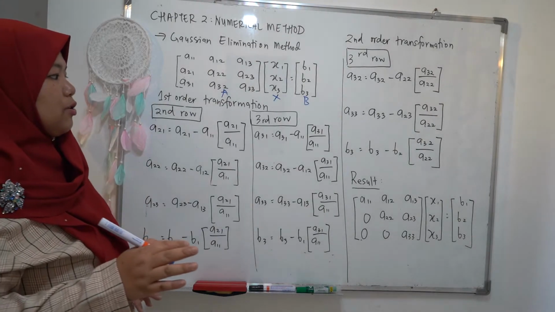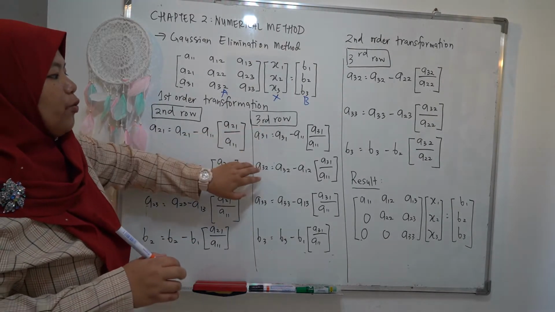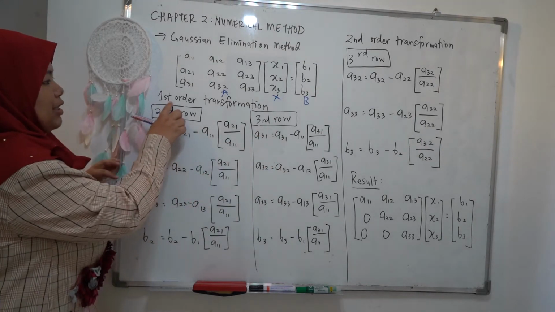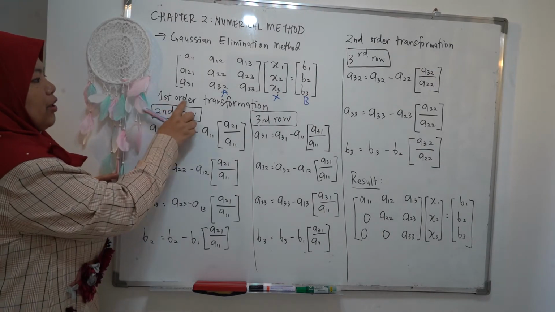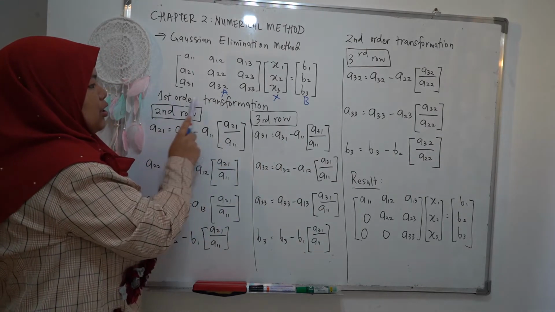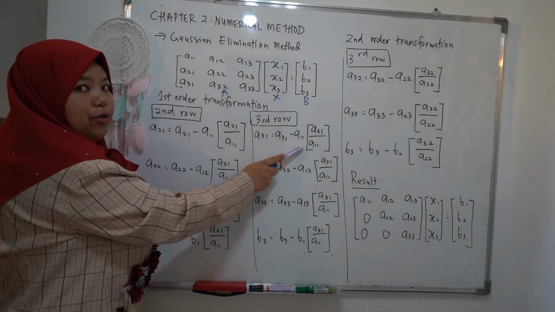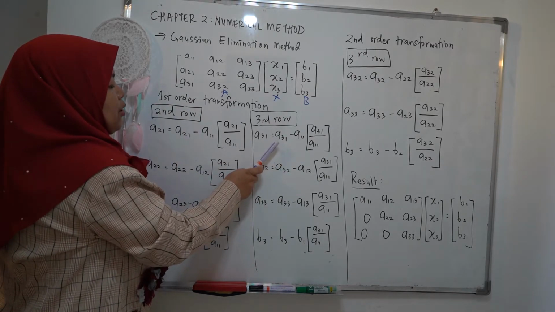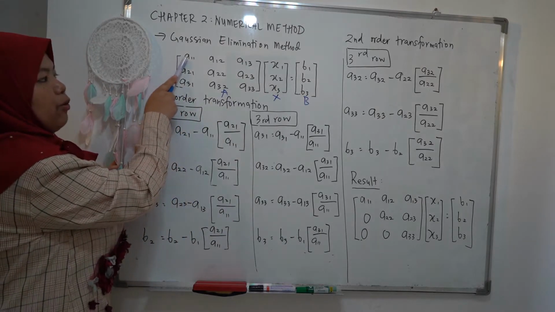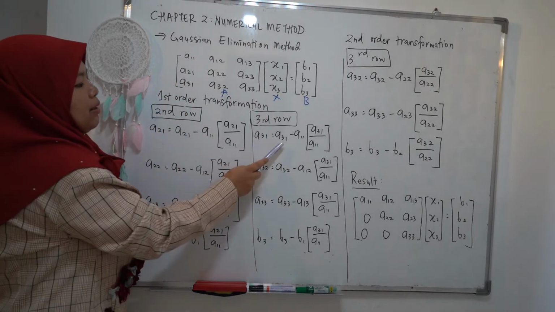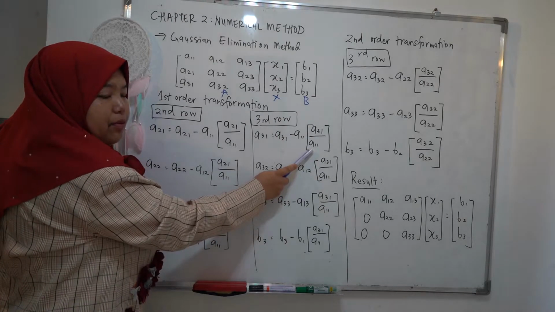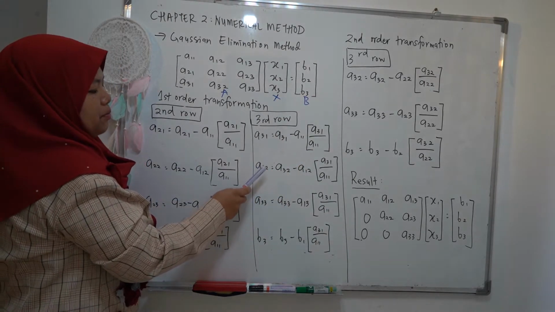How about the third row? For the third row, we also have to subtract, but it is the first order transformation. Please take note, in the first order transformation, we will deduct the first row. First order transformation, first row. I start with A31, so A31 minus A11, and then take back the number itself, A31 over A11.